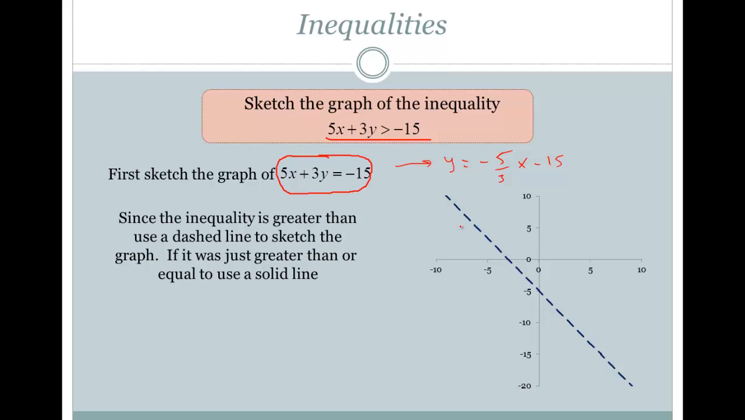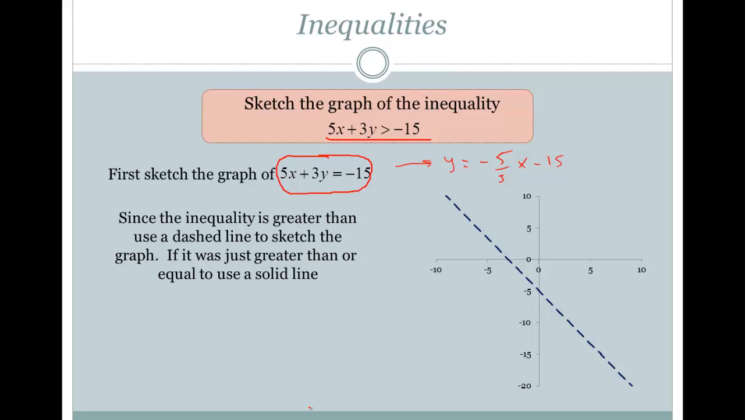Once I get the graph drawn, I want to test a point. I want to decide which side of this line I shade. Do I want to shade above this line or below this line? So I need to pick a point. The easiest point here to pick is 0, 0. If I plug in 0, 0, I'm going to get 0 on this side. Is 0 greater than negative 15? It is, so I should be shading above.